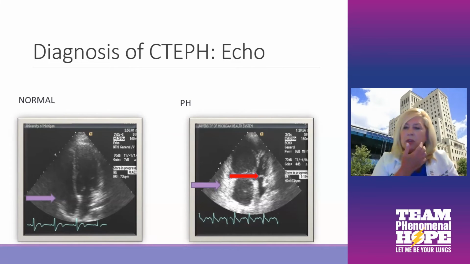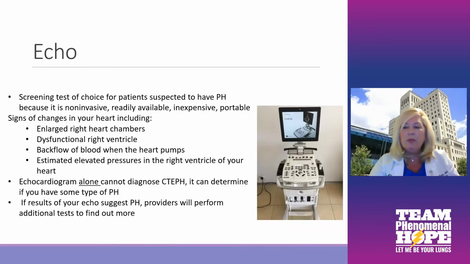For some people, it can take months to years to develop this, sometimes more acutely. There's an echo machine there to the right. It is certainly a screening test of choice for patients because it's non-invasive, right? It can be done portably. It looks at the right heart chambers. It looks to see if the right ventricle is dysfunctional, particularly after a pulmonary embolus, right? That can certainly affect the right side of the heart.